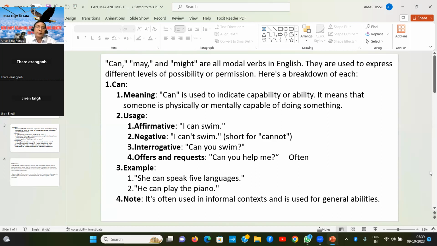He can play the piano. So it's often used in informal context and is used for general abilities.